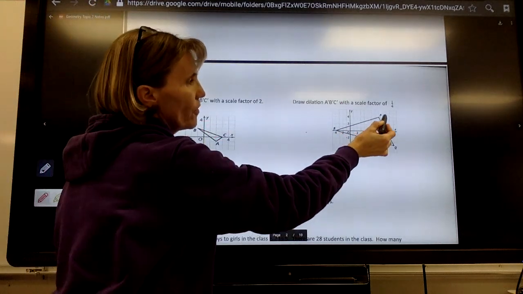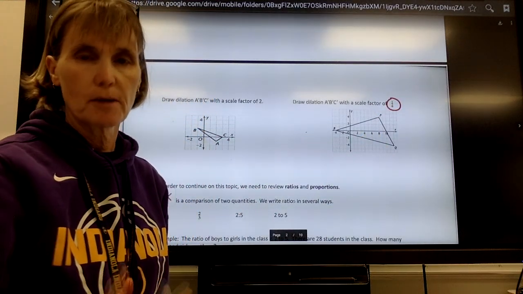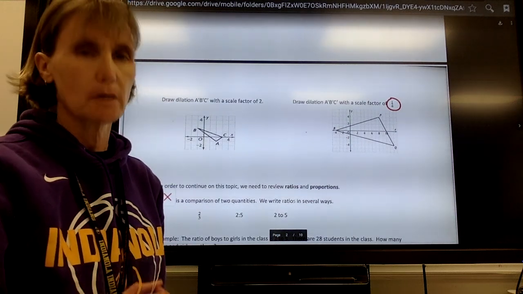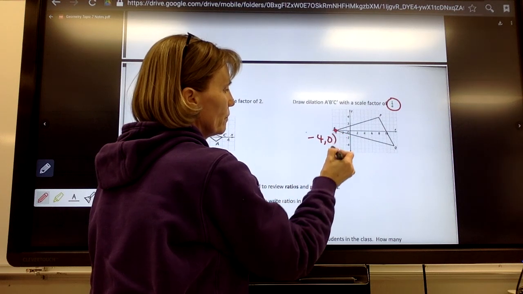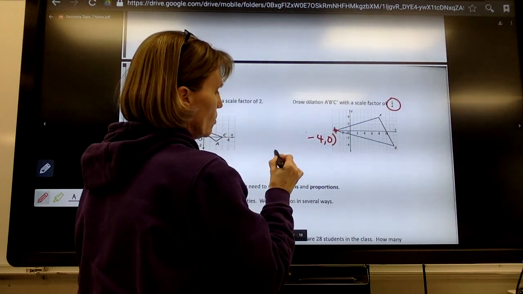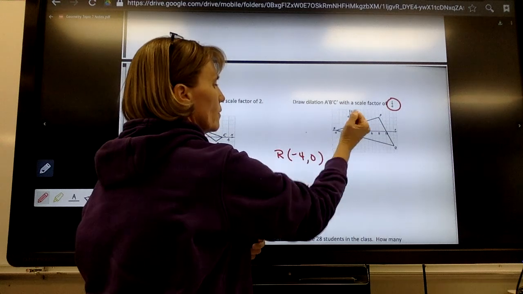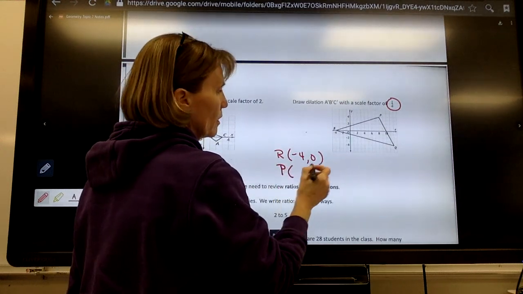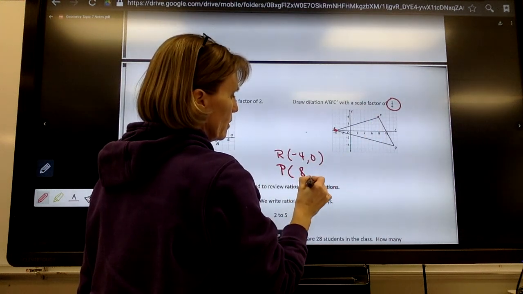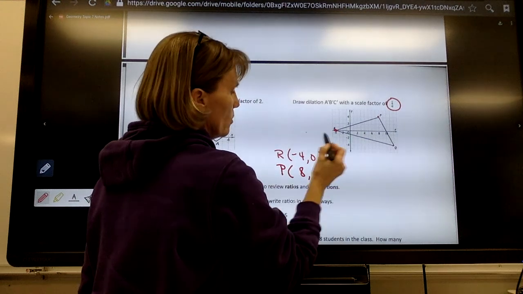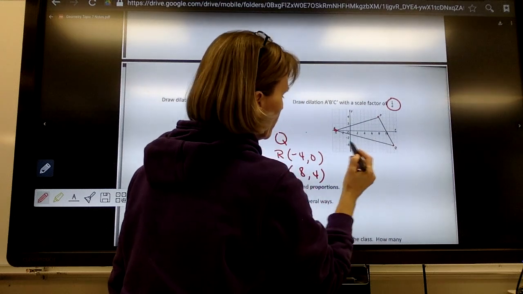Okay? All right, last one here. Draw the dilation with a scale factor of 1/4. Since that scale factor is less than 1, I expect my figure to get smaller. Not bigger, but it's going to get smaller. I still want to find the corners. This is at negative 4, 0. So R is at negative 4, 0. P is up here at 8, 4. And Q is down here at 12, negative 4.